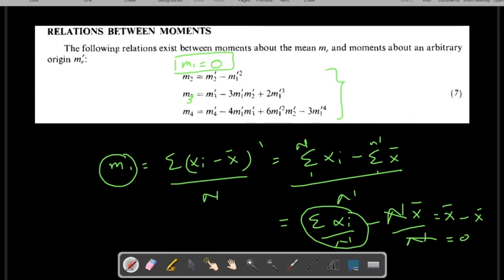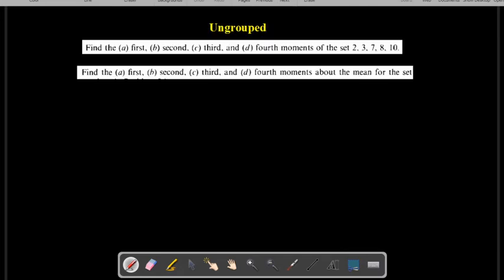Now let us see one problem from each. So first one, ungrouped data. Here it is. The set is given: 2, 3, 7, 8, 9. First, second, third, fourth moments we have to find. So let us see the first moment first. What will come? M1 dash equal to, have to add and divide by N. How many data is there?